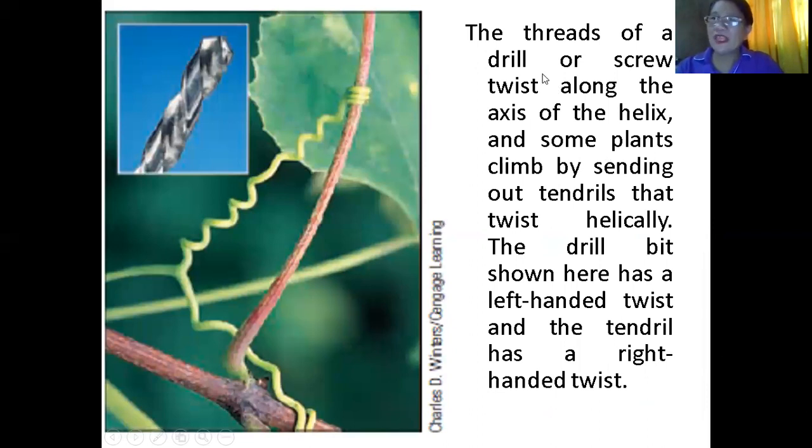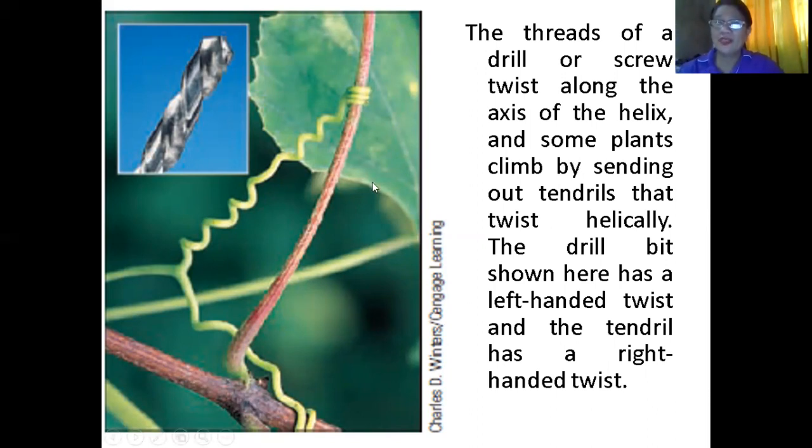So same thing with when you get a screwdriver. What will happen is the screw will have the same groove, right? So it will have the same groove. This is the same with the threads of the screw along the axis of the helix. This has some characteristic with plants. This is the screw, right? The helix is the same.